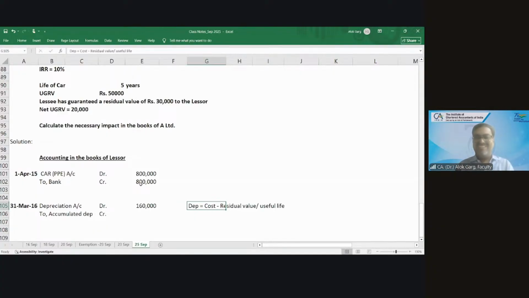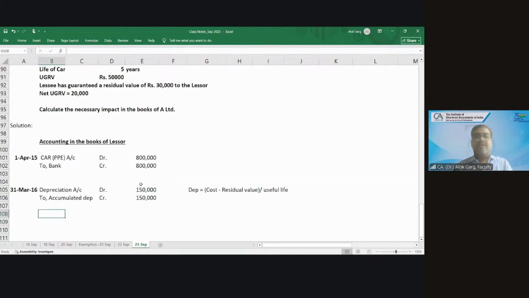I was just checking whether you guys will do that or not. So what is my depreciation? My depreciation is 8 lakh minus 50,000 residual value divided by 5. This is my accumulated depreciation. Now, what is my carrying value at the end of the first year? 8 minus 1.5, so 6,50,000 is the carrying value at the end of the first year.